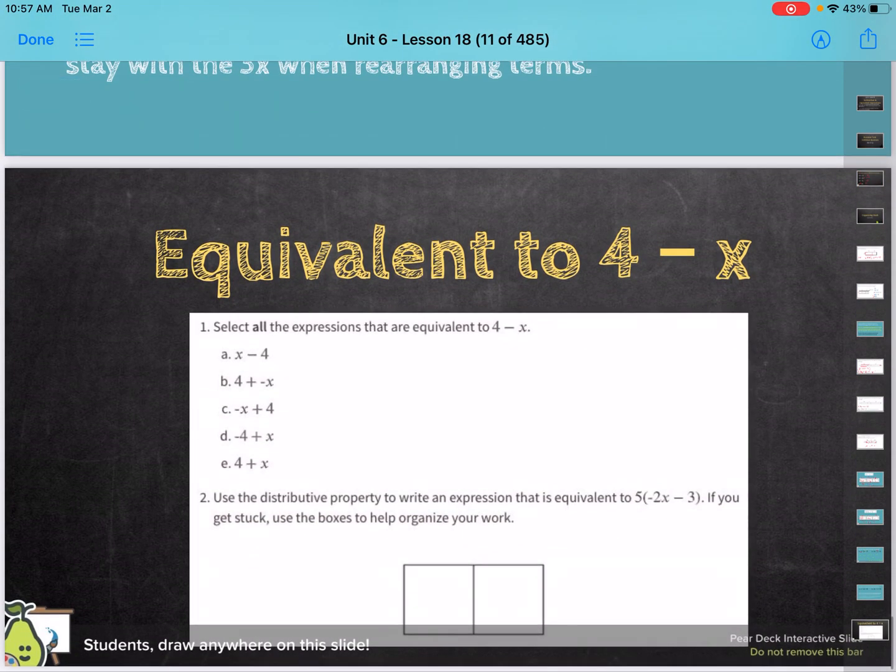So this is going to be your cool down. So I want you to select all the expressions that are equivalent to 4 minus x. If you get stuck, use the distributive property to work out 5 times negative 2x minus 3. You can use the boxes to help you.